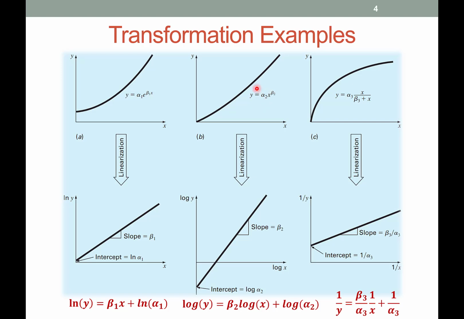Again, for the power model, if we linearize that by taking the log of both sides, we would get a function that looks like this. We have log y equals beta 2, which is the slope, times log x plus log alpha 2, which would be the intercept. Similarly, in this last model in C, we can linearize it by taking 1 over the left side and the right side and rearranging to get the following equation, where 1 over y is what we would plot on the y-axis, and 1 over x is what we plot on the x-axis, and then beta 3 over alpha 3 would be the slope, and 1 over alpha 3 would be the intercept.